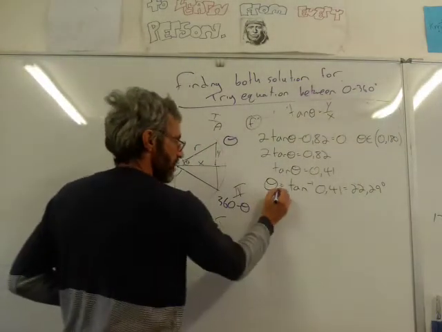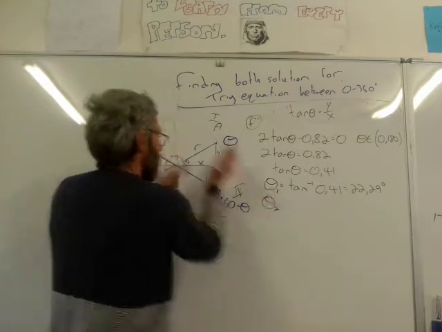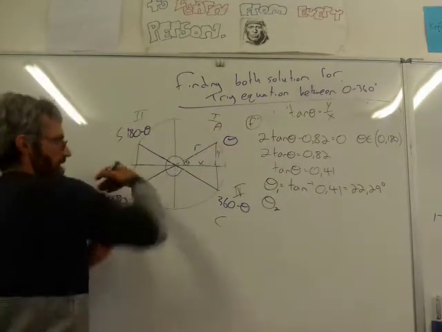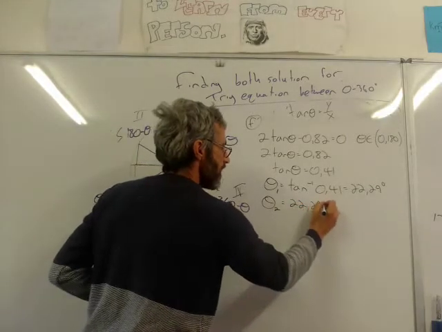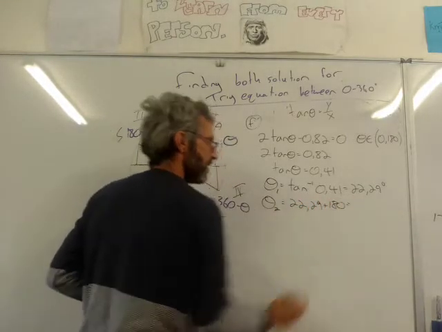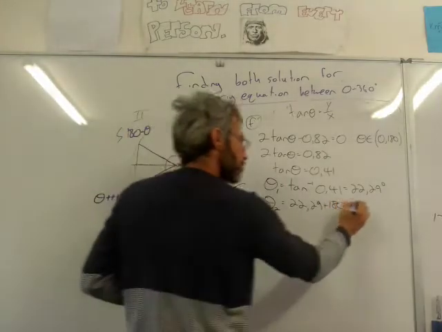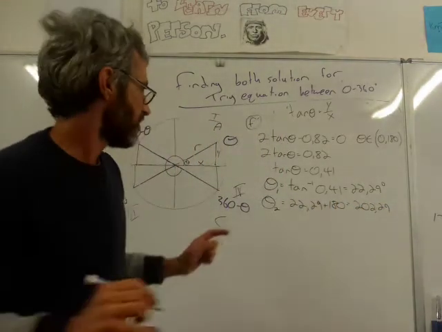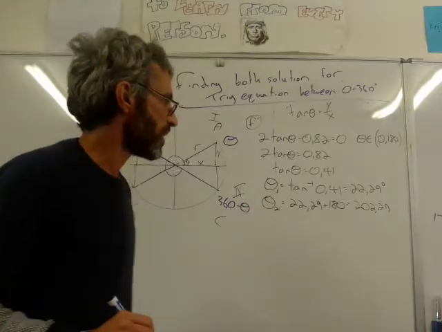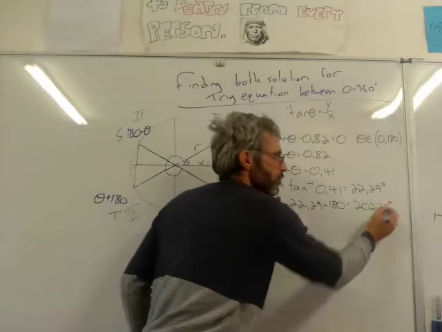So that's the first solution. The second solution, how do I go from here to there? I'm just adding 180. 22.29 plus 180, and we figure that out ourselves: 202.29. Just check me, I might be wrong, but I think I'm right. So that's the two solutions.